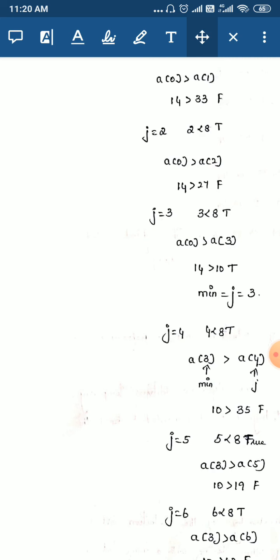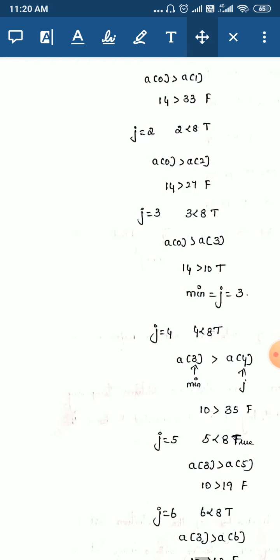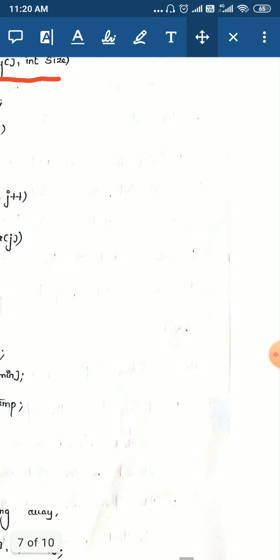So next j value gets incremented. Now j value becomes 3. So j value 3 is less than 8. We are checking. The condition is true. Again we are checking a of 0 is greater than a of 3. So because the minimum value doesn't change, right? So 14 greater than 10 it is checking.